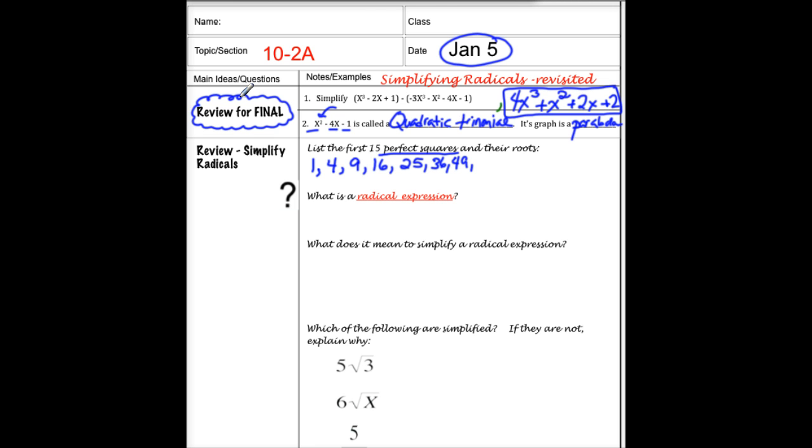I'm just creating them by squaring every counting number. I'm at 8 times 8, 9 times 9, 10 times 10 is 100. 11 times 11 is 121. 12 times 12 is 144. 13 times 13 is 169.